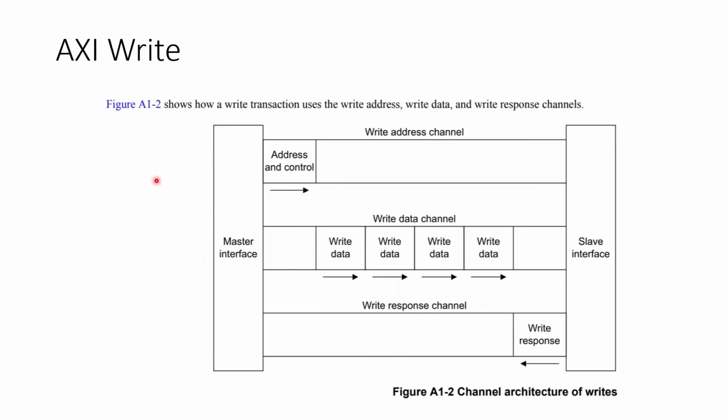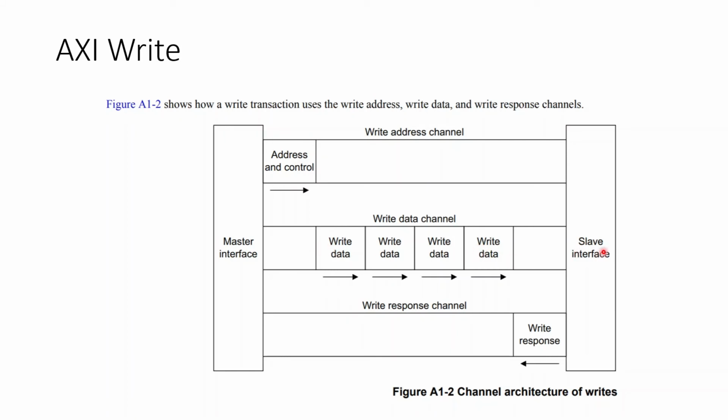Next we have AXI write. In AXI write we have the master interface and the slave interface. First of all we have the write address channel. The master interface will send the address and control via the write address channel, and after sending that, the master interface will also send the write data. This is just the write address, then it will send the write data via the write data channel.